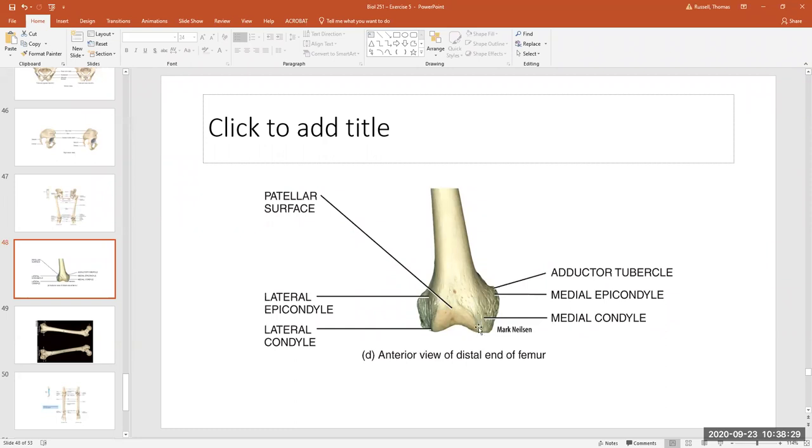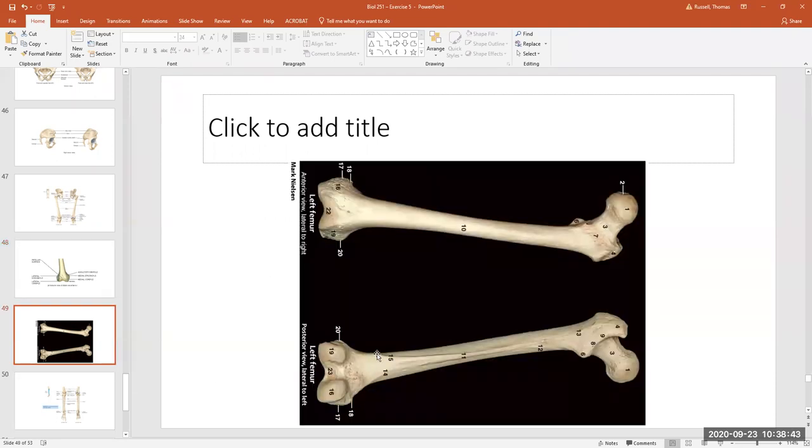So the condyle is below it in this case, because this is the distal end, and the epicondyle is just above it. This is the medial side, and that is the lateral side, although you can't tell from this picture, but you can from the whole bone. So how do I know medial from lateral? And how do I know left from right? Well, I have to know anterior from posterior, and I have to know medial from lateral.